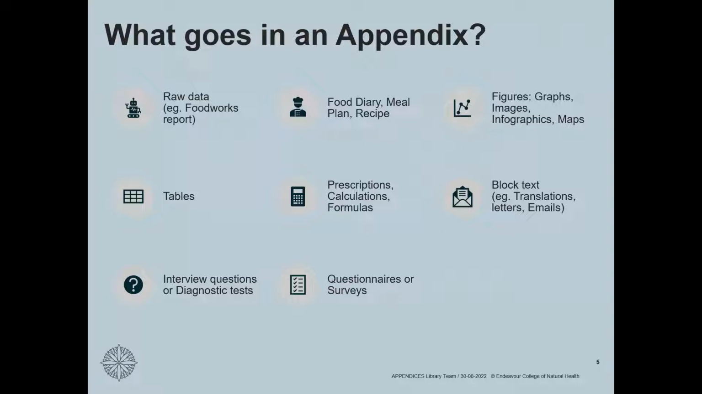Information that you can include in your appendices may be raw data, for example, your FoodWorks report, food diary, meal plan or recipe, figures such as graphs, images, infographics and maps, tables, prescriptions, calculations and formulas, block text such as translations, letters and emails, interview questions or diagnostic tests, and questionnaires or surveys.